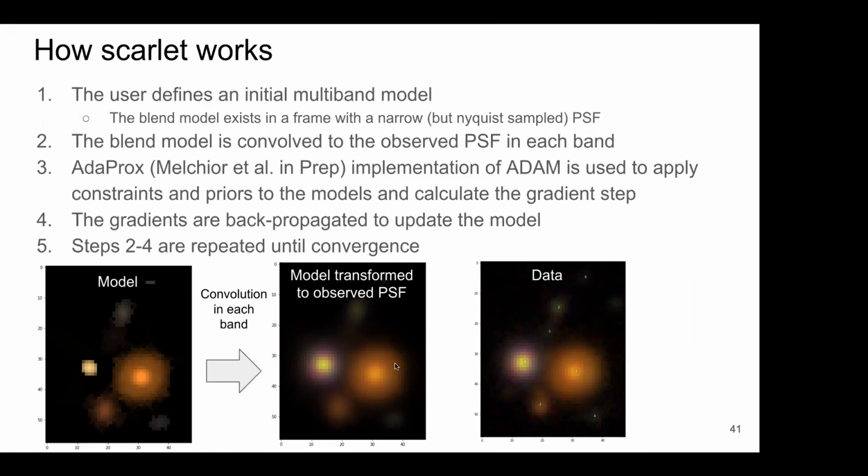Peter came up with an algorithm, AdaProx, which is an implementation of an adaptive gradient method. Essentially, we build the model, convolve it to the observed scene, look at the difference between that and the data, and then use that to give us a gradient step. We back propagate that through our algorithm, passing it in a chain-rule-like way back to the original parameters of our model, and we can update those and repeat these steps until we converge.